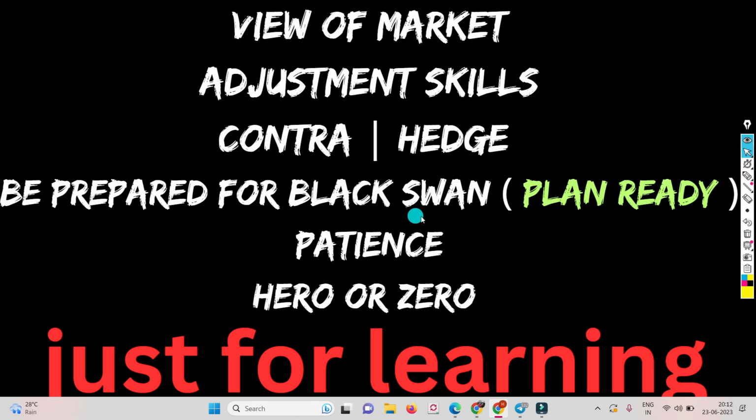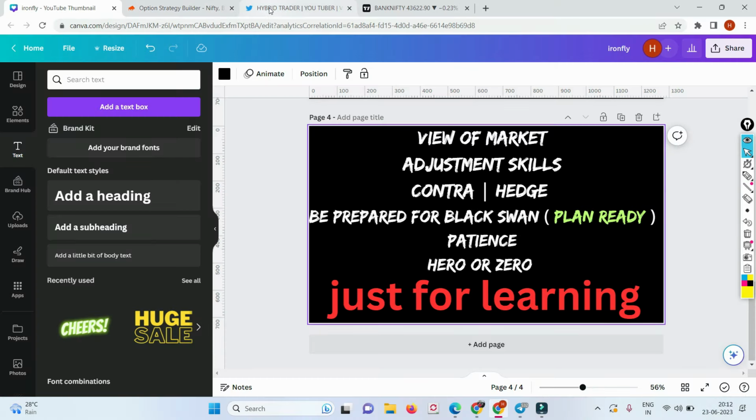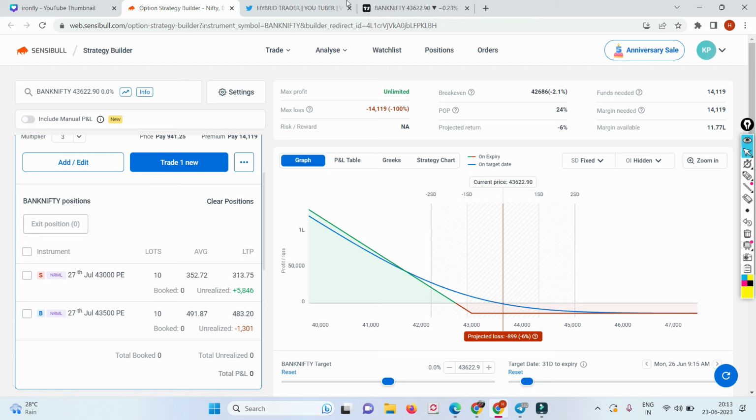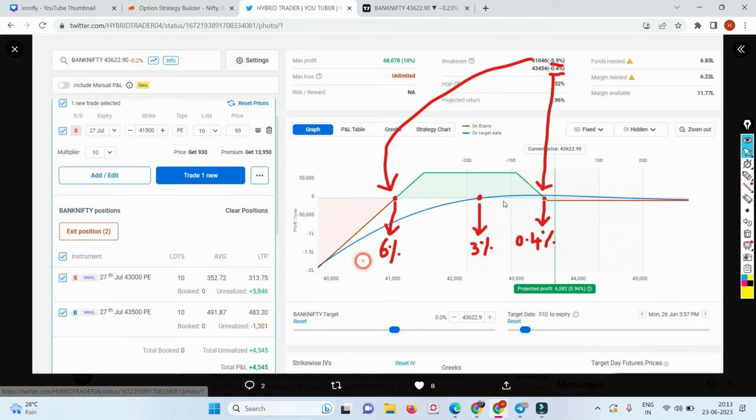And then what did I say? Be prepared for black swan events, but we have the plan ready for the black swan events also. And then you need patience, and it's a sort of either-or-zero strategy. Simple. Maybe this month I would not end up getting it. Even if I get this profit, it's the same thing. If I get 68,000, technically I'm getting 2 months of EMI. So let's say this time Bank Nifty keeps going up. I have my swing trades. I have my contra trades.